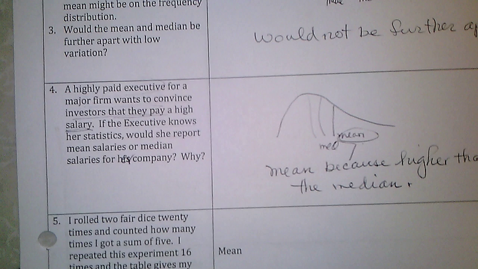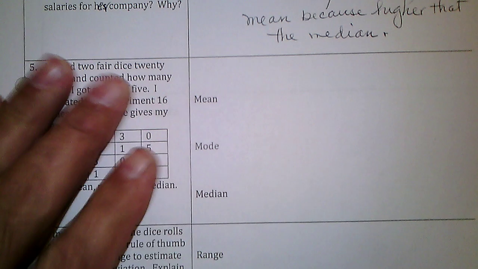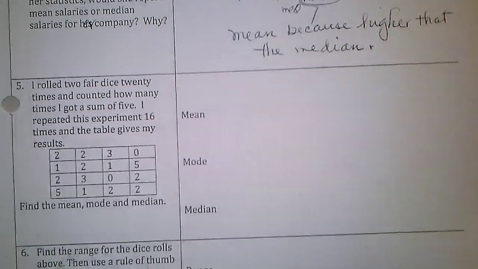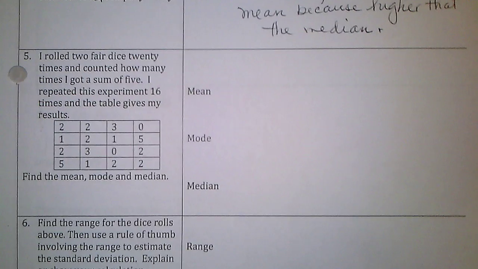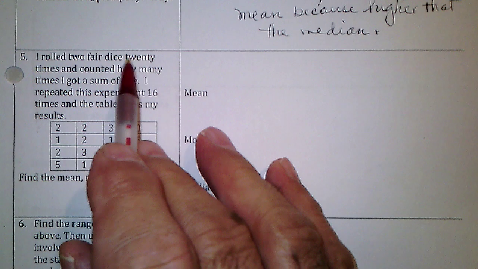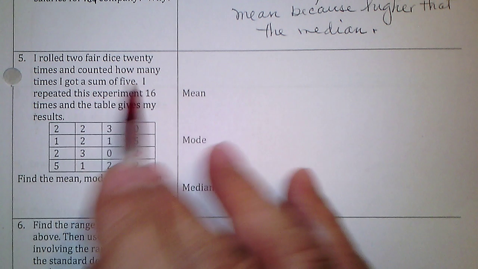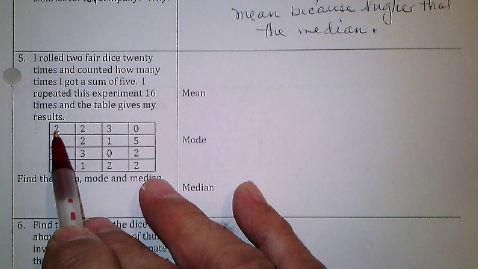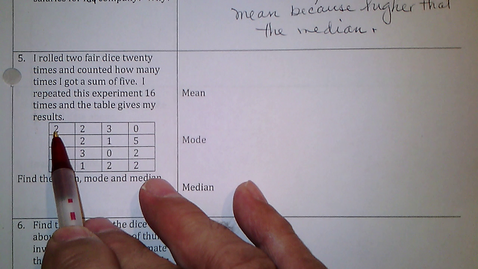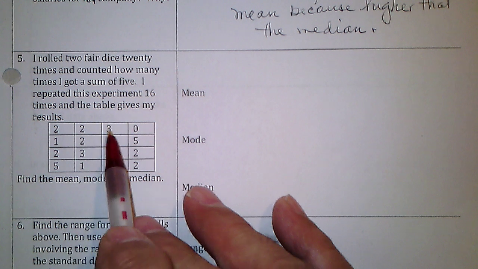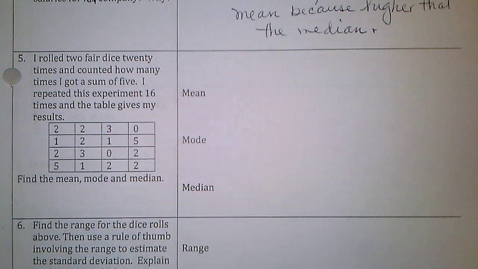Okay, now I've rolled the dice. Well, I actually didn't. I did a computer program that did this for me, but rolled the dice 20 times and counted how many times I got a sum of 5. So I got 2 sums of 5s in the 20 rolls. Then I got 2, then I got 3, then I got 0, and here's all of them.